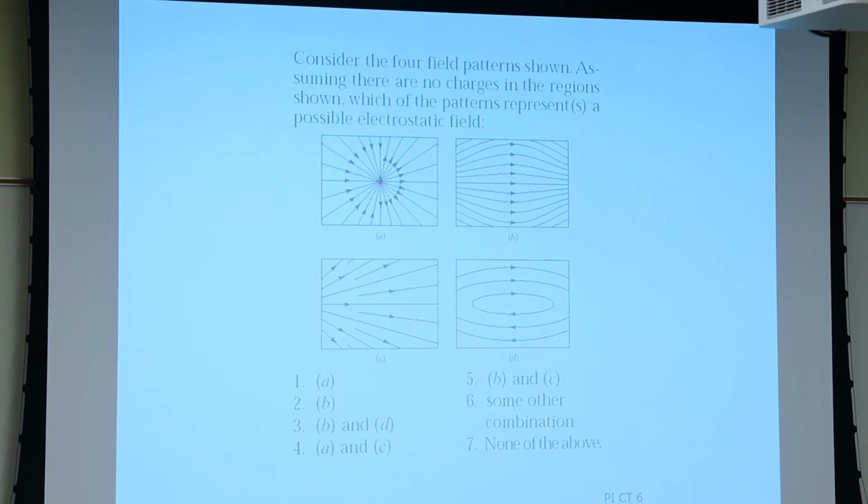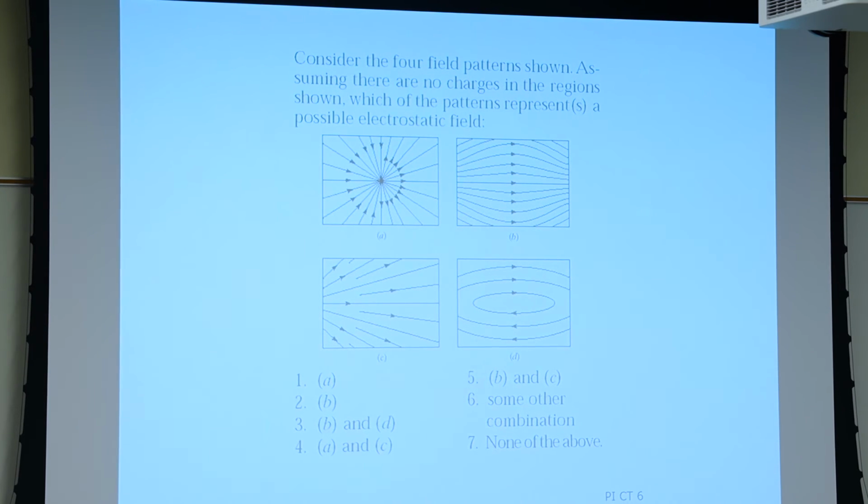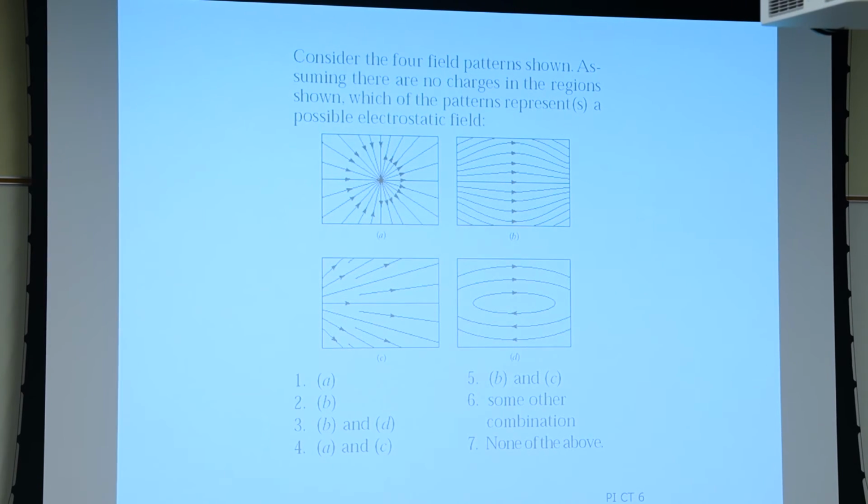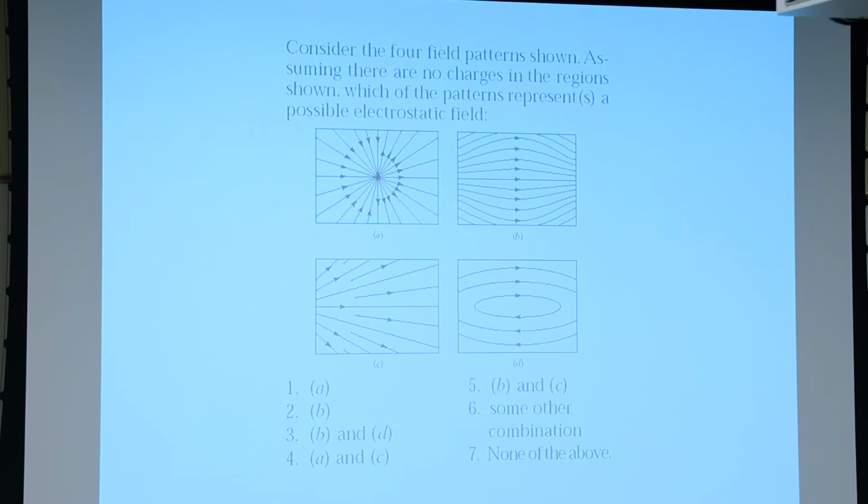Finally, I have a question for you to figure out. Consider the four field patterns shown. There are no charges in the region shown. Which of the patterns represent a possible E field? That's the important thing: there are no charges in the region shown. So think about it and get ready to vote.